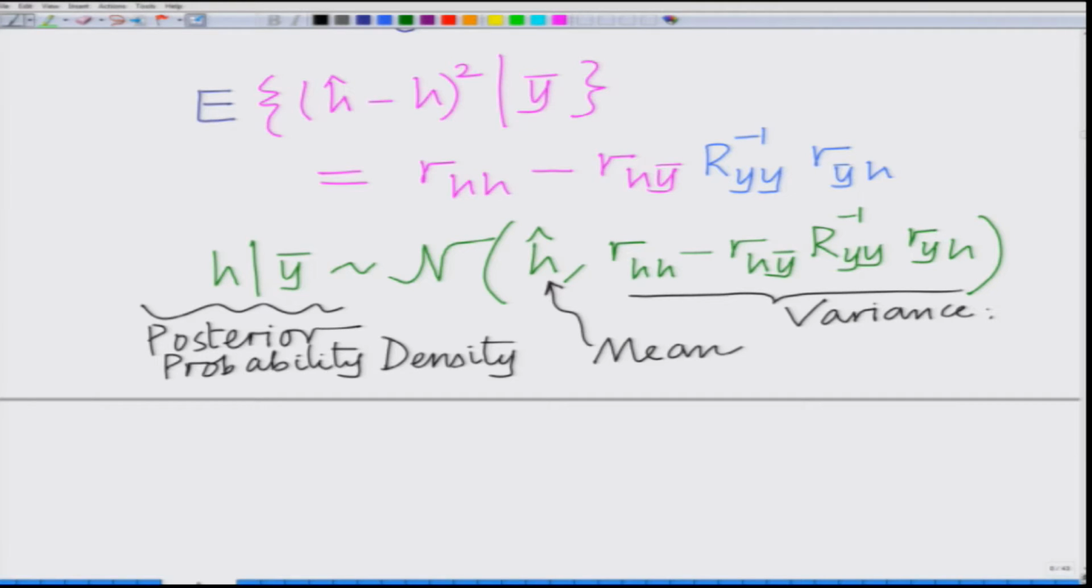So what this says is, given the observation vector y bar, the true parameter h is distributed as a Gaussian with the mean centered at h hat, that is, expected h given y bar is h hat, and the variance is given by the mean squared error, that is R hh minus R h y bar times R yy inverse times R y bar h.